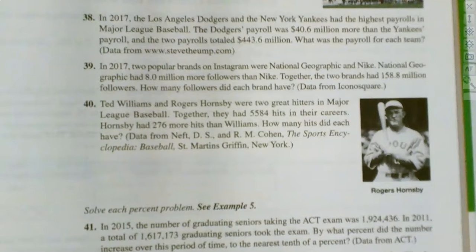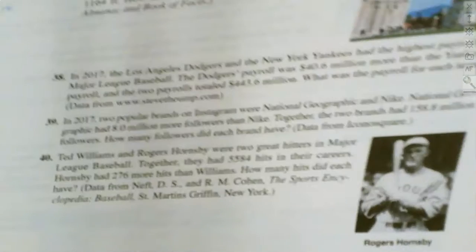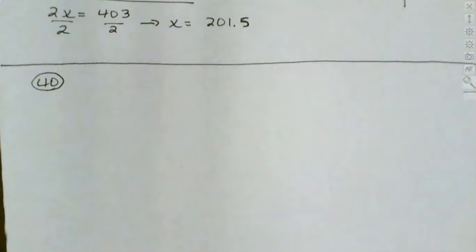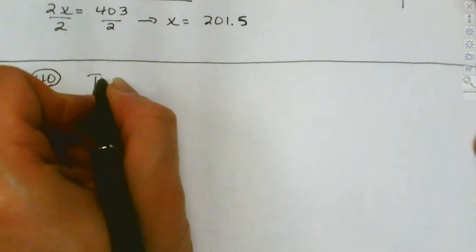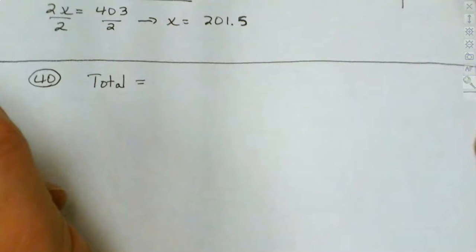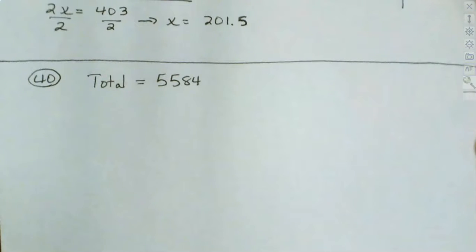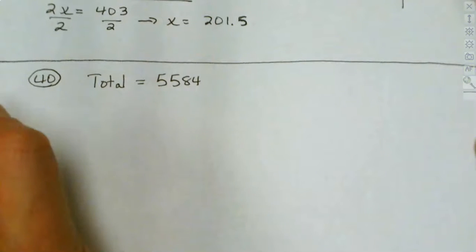So Ted Williams and Roger Hornsby were 2 great hitters in Major League Baseball. They had 5,584 hits together in their career. Hornsby had 276 more hits than Williams. How many hits did each player have? So again, first thing I always like to do is come up with our total. And so our total in this case is the number of hits. And total they have 5,584. And that's going to be Roger Hornsby plus Ted Williams.